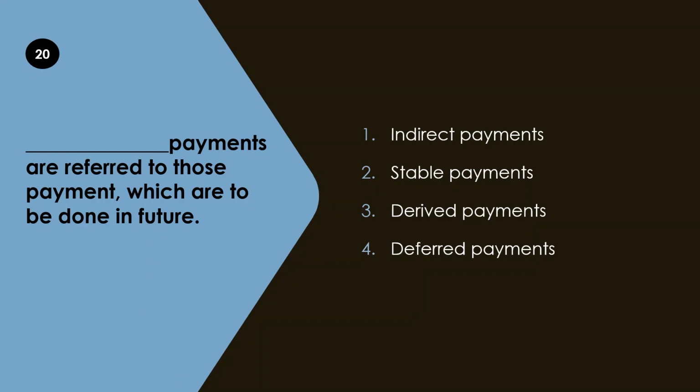What is indirect payment? Indirect payments are payments which are made through certain intermediaries, and it's not related anyway to anything in the future, isn't it? It doesn't signify that. If you look at stable payment, it means again consistent or fixed payments over time. We are not talking anything related to future. Derived payments, we don't use this type of term in any financial context. You must have come across deferred payments. Deferred payments are those payments which are to be done in the future. So this is our correct answer.